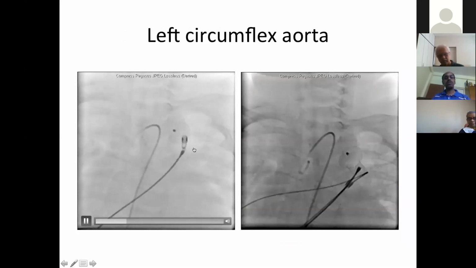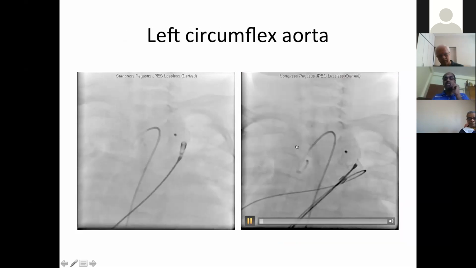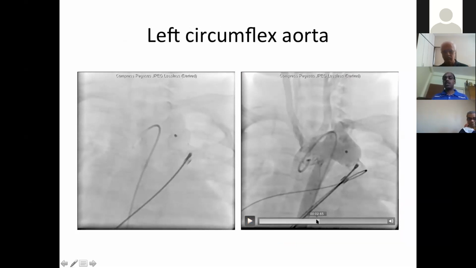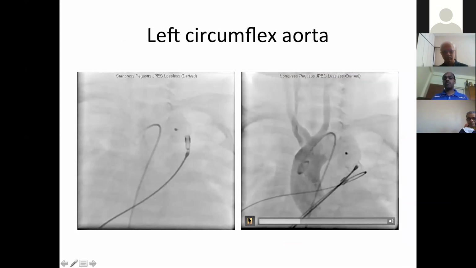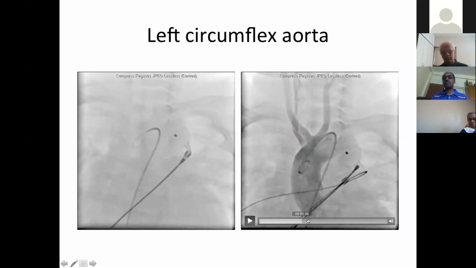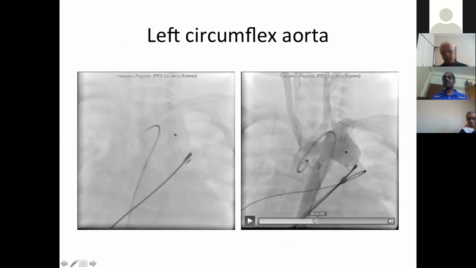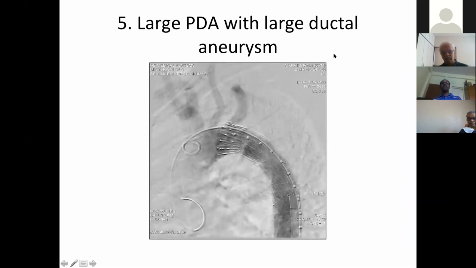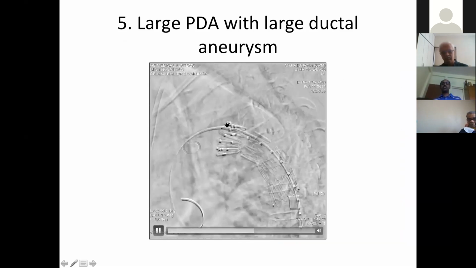You go and close this PDA with a device, and this is how the angiogram looks. The angiography now shows that this is the aberrant subclavian artery coming off separately, and this is the aberrant subclavian artery, and the PDA is being closed. Circumflex aorta. PDAs with large ductal aneurysms. You are putting actually a covered stent there.